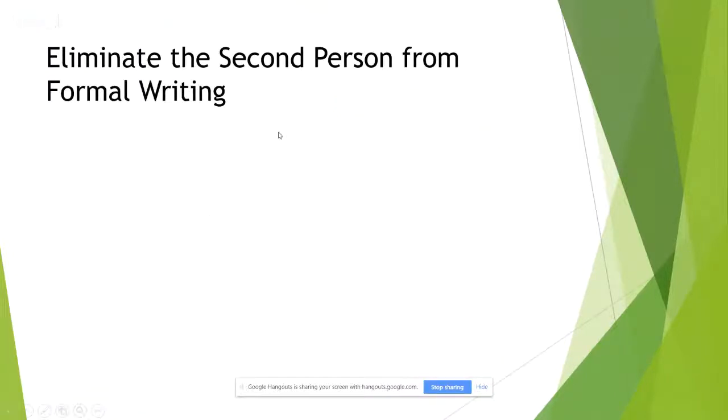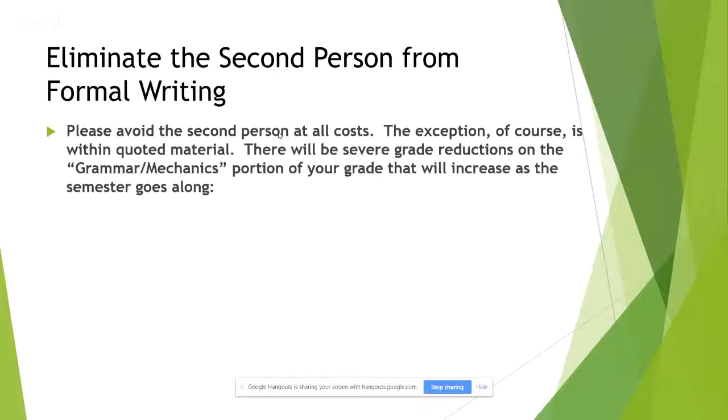Okay, and another note that I have on the syllabus, so I thought I'd include it in here: make sure that you're eliminating the second person from formal writing. This is the most common mistake I see in papers. The exception, of course, is within quoted material. So if you are quoting a story, a source, a play or a poem, whatever, if that source uses the second person, you're more than welcome to have that in your paper.